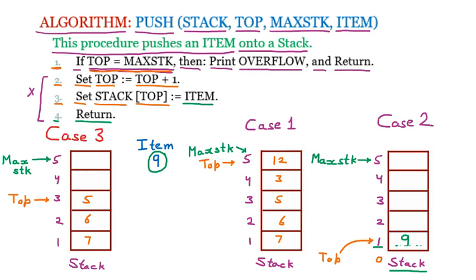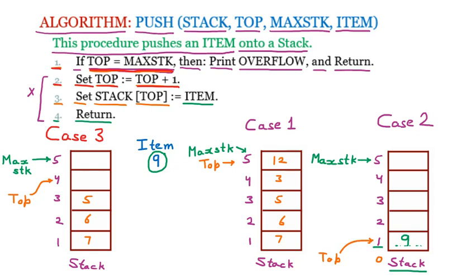Case 3 is the first example which we have opted. Let us suppose that we have a few elements inside the stack. Case number 1, the stack was full. Case number 2, the stack was empty. Case number 3, there are a few elements in the stack. First of all, it will check if top is equal to max stack. Obviously, top is pointing to 3 and max stack is 5. Both are not equal, so that part will not run, and it will come down. Set top is equal to top plus 1. So top will be incremented by 1, 3 plus 1, that is 4. So now the top is pointing to 4.